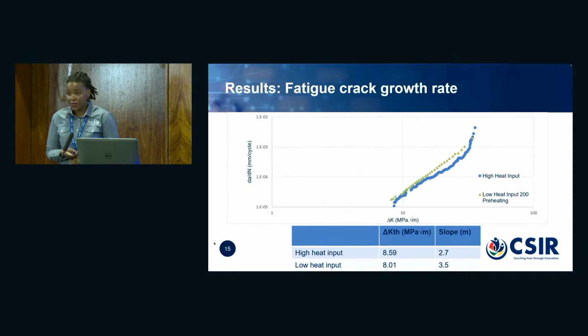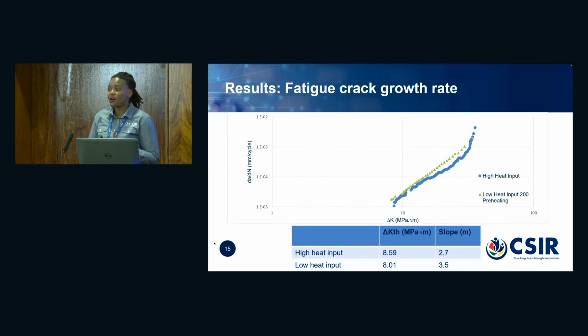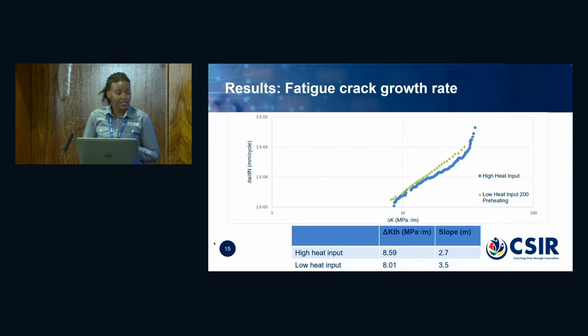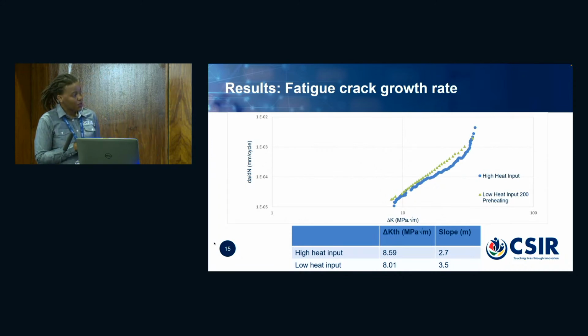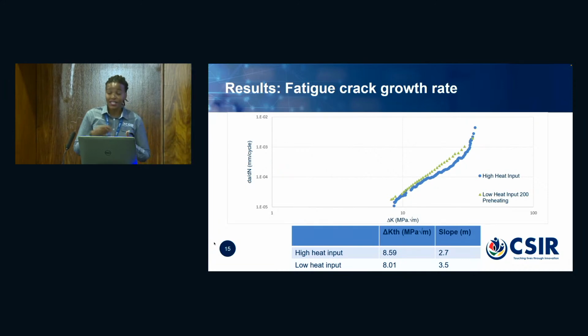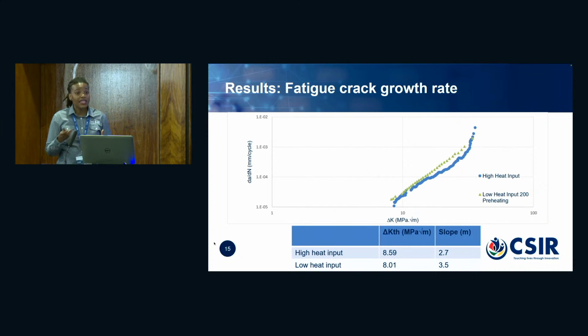Then the fatigue crack growth rate results. This is a Paris curve, and this shows us essentially how the material responds to crack initiation as well as crack propagation. The important values that we look at are your delta K threshold, which is your threshold stress amplitude. If you have a high delta K threshold value, it means that your material is able to resist crack initiation. So it's not easy for your material to start cracking.